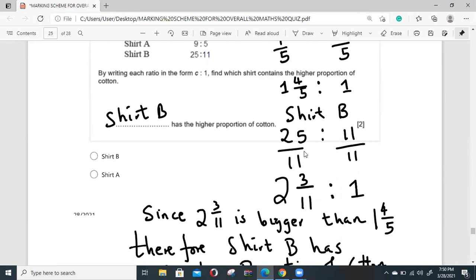You need to divide by 11 on both sides. And then when you divide 11 by 11, you get 1. And this you write as a mixed number. This will be 2 and 3 over 11.